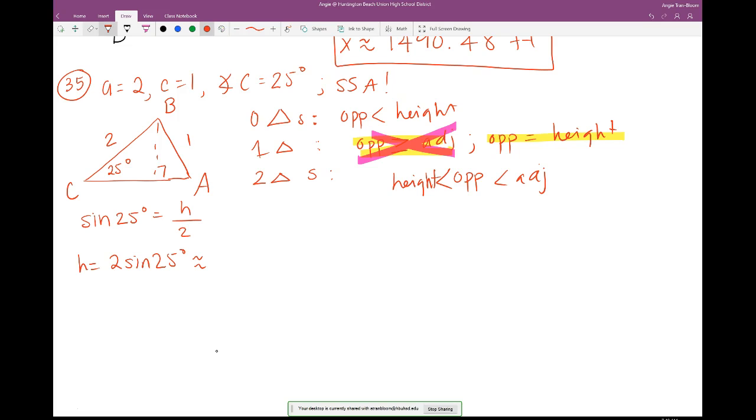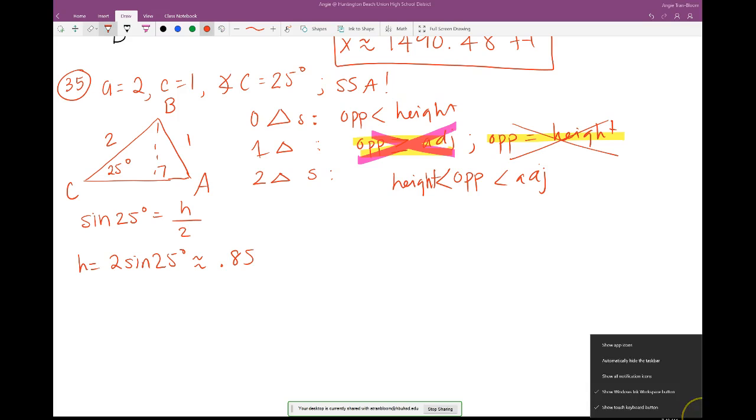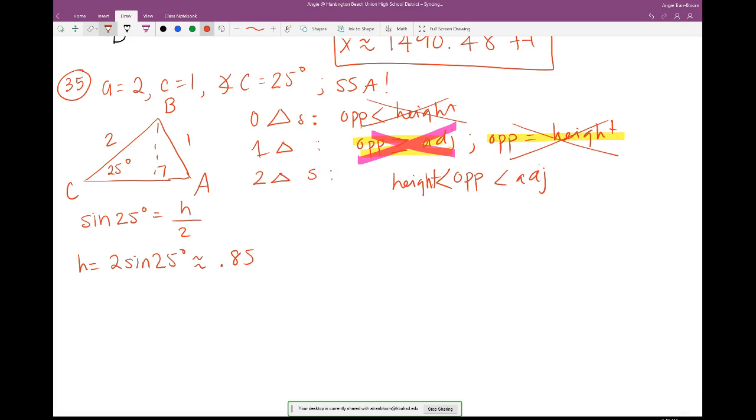0.85. Okay, so that's your height. So let's check the other one. Is the opposite exactly the same as the height? No, its opposite is 1. Is opposite less than the height? Nope. So guess what? You got 2 triangles, okay?